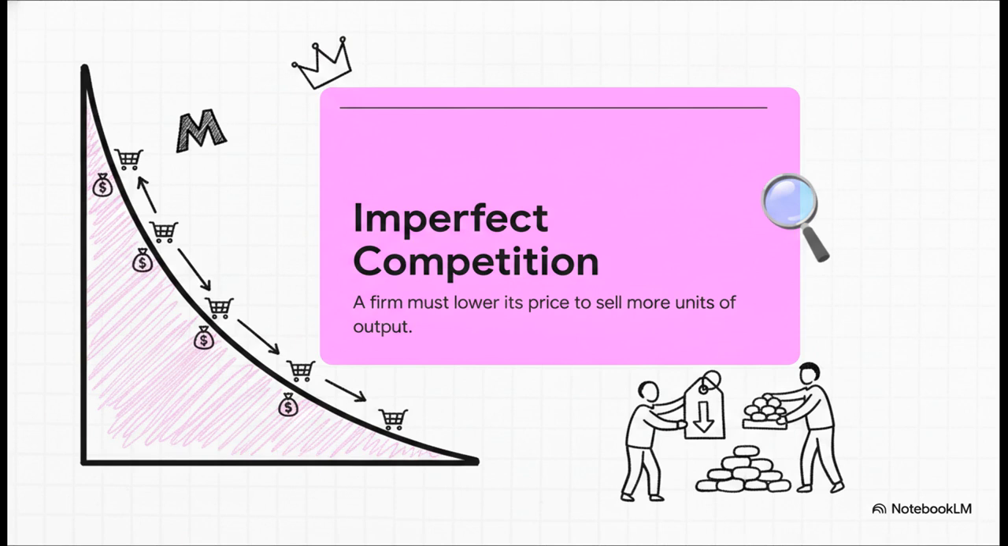Think about imperfect competition, stuff like monopolies. In these setups, firms face a downward sloping demand curve. Basically, if you want to sell more, if you want to push more product out the door, you absolutely have to drop your asking price. You aren't just a price taker here. You've got to actively reel in buyers by making things cheaper.